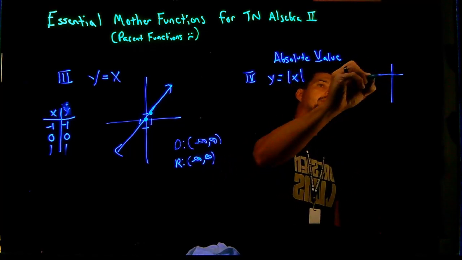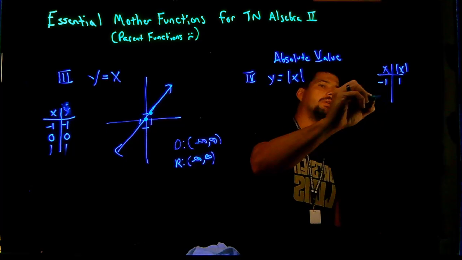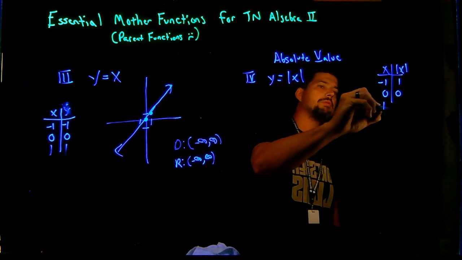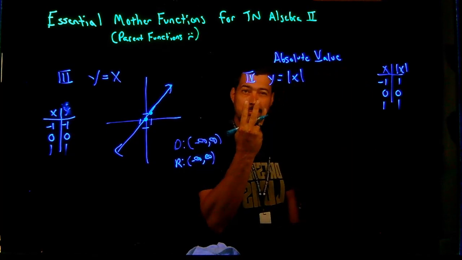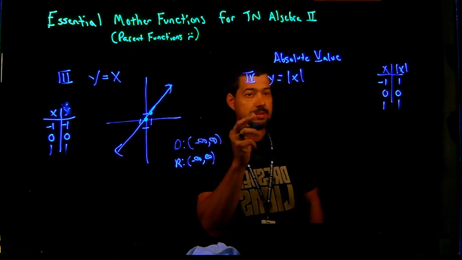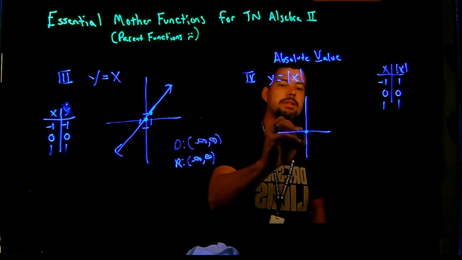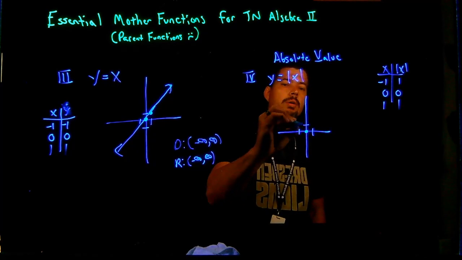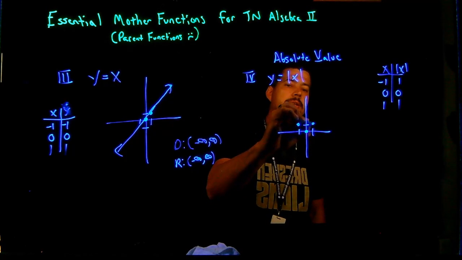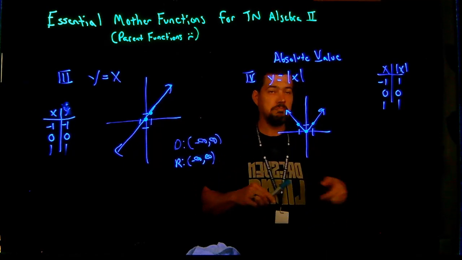You need a little table here. X, absolute value of x. The absolute value of -1 is 1. The absolute value of 0 is 0. The absolute value of 1 is 1. 3 key points. That's how most things are taught in algebra. So we're going to plot (-1, 1), (0, 0), and (1, 1). And we're going to draw a v.